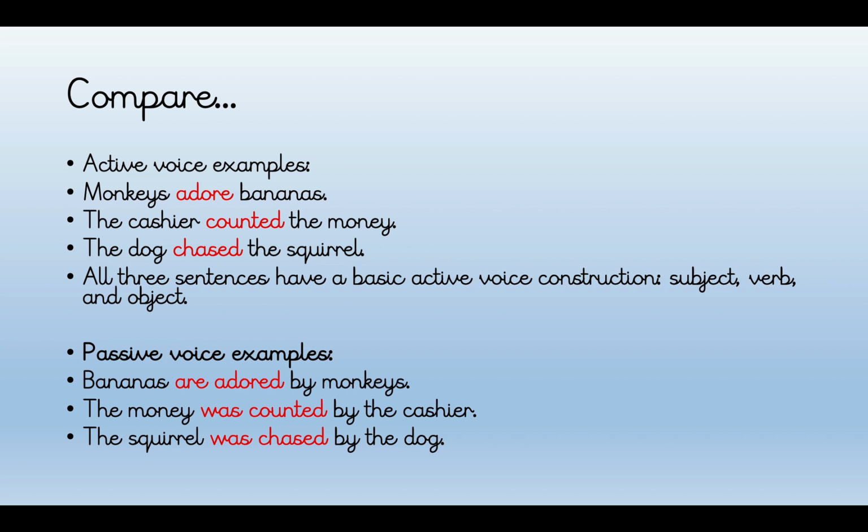Let's compare the two together so we can see them. Monkeys adore bananas becomes bananas are adored by monkeys. Notice the change, the subject and the object of the sentence. The cashier counted the money becomes the money was counted by the cashier. The dog chased the squirrel becomes the squirrel was chased by the dog. Easy, isn't it?